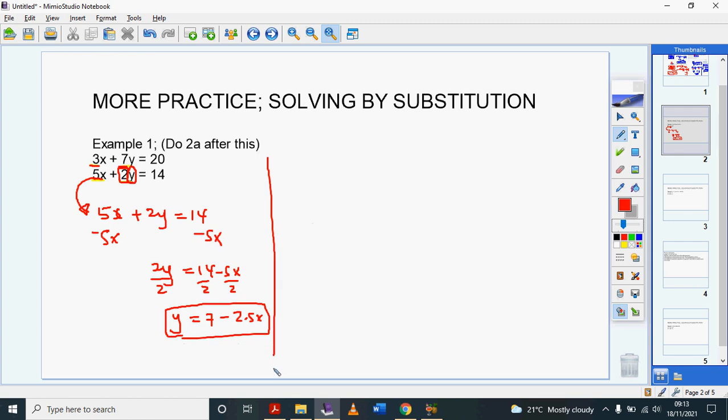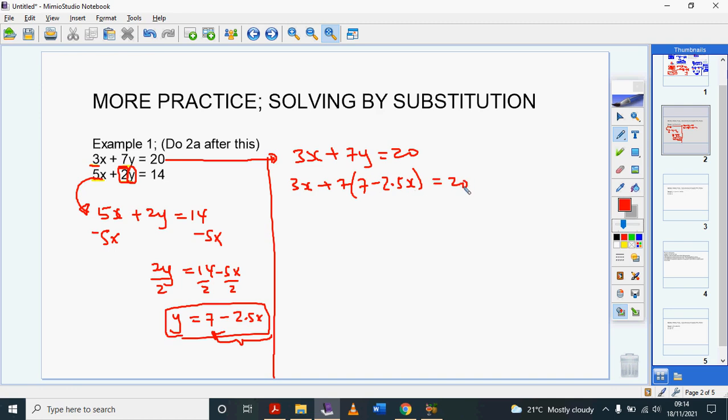Now since that's my expression for y, I'm going to substitute it in the first equation. The first equation said that 3x plus 7y is equal to 20. So I'll have 3x plus 7, but y is the same thing as 7 minus 2.5x. So I'll put here 7 minus 2.5x, close brackets, is equal to 20. Then I will distribute this 7 as I simplify, and I'll end up having 3x plus 7 times 7 is 49, minus 7 times 2.5, which is I think 17.5.